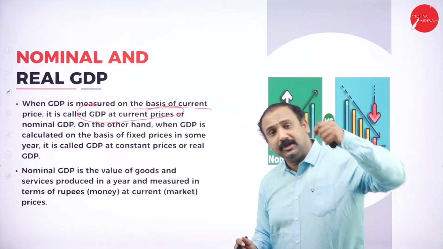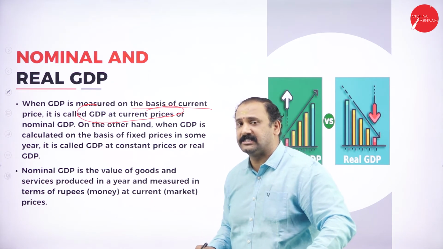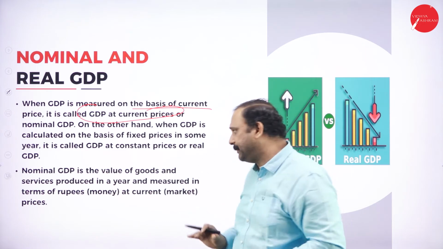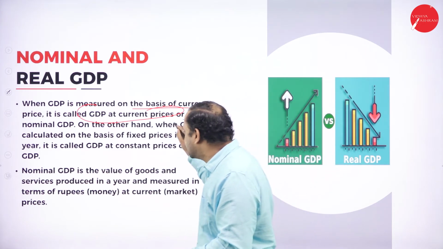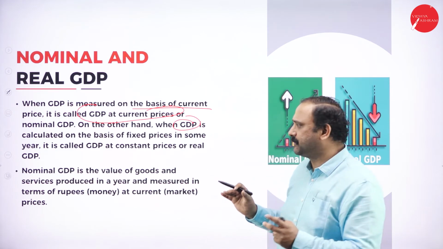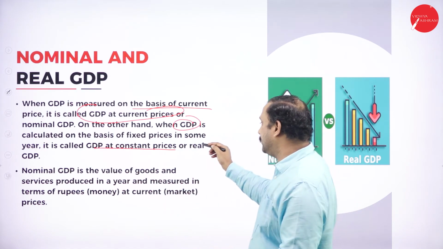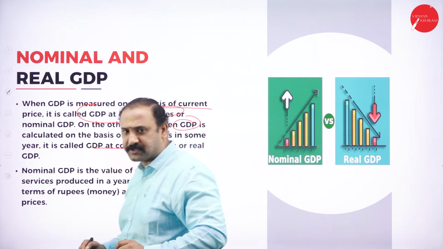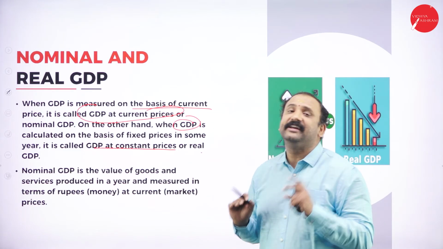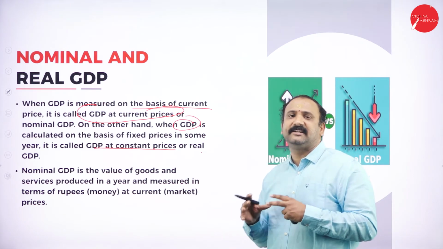So what is the factor? When you are trying to measure GDP at the current price prevailing, when the price is going on in the market and you measure the GDP, I'm going to call it the nominal GDP. On the other hand, when GDP is calculated on the basis of fixed prices of some year, we call it GDP at constant prices or real GDP. So on fixed prices of some year, let me take the fixed price of the year 2019 or 20 and then start calculating it all together. Then we call it the real GDP. That is what we mean by a real GDP value.